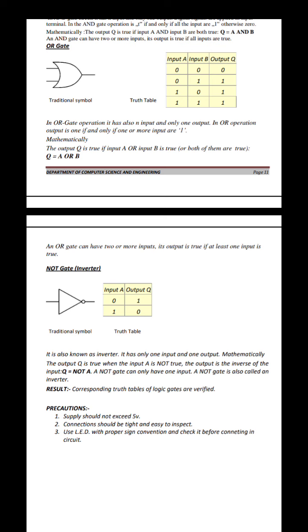And then the NOR gate. A NOR gate is a complemented OR gate. The output of the NOR gate will be 1 if all the inputs are 0, and will be 0 if any one of the input signals is 1. That is our NOR gate operation. Once again, the NOR gate is a complemented OR gate.